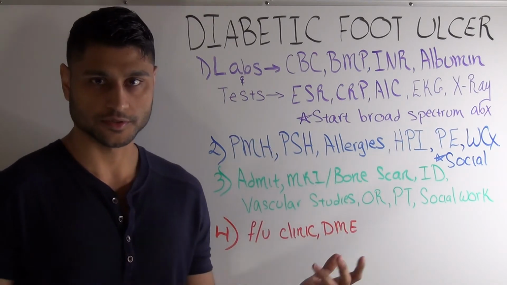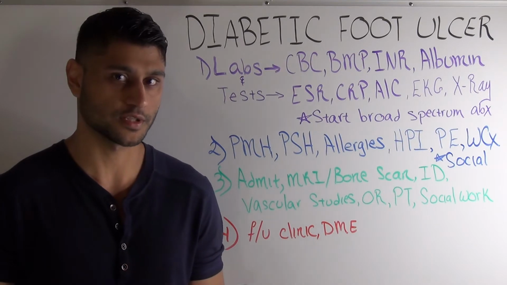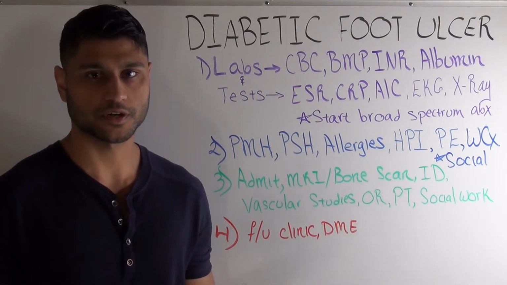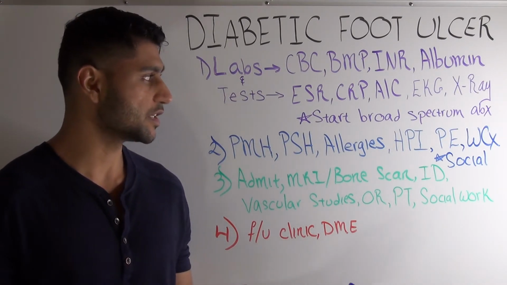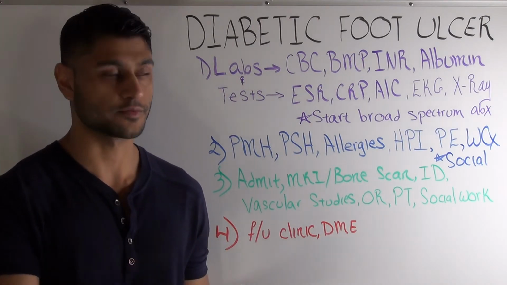The first thing you can do when you're on the phone with the emergency room is say, hey, can I get some labs and some tests? So what are you going to order? You're going to ask for CBC, BNP, INR, albumin, ESR, CRP, A1C, EKG, and an X-ray. Now I'm going to go over each one and specifically what you're looking for.